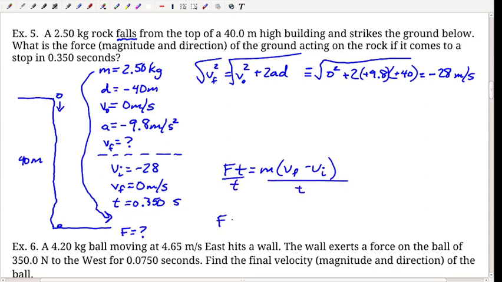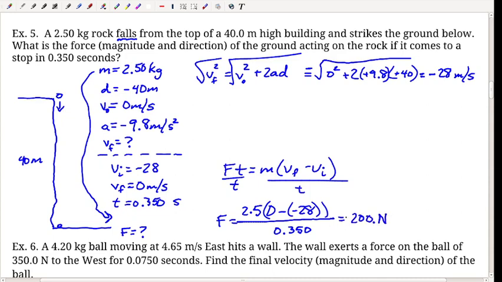So I've got force equals mass, so that's the 2.5, V final is 0 minus negative 28, all over 0.350 seconds. So again, pull out your calculator. 2.5 times 28 divided by 0.35 tells me my force is exactly, look at that, 200 newtons.